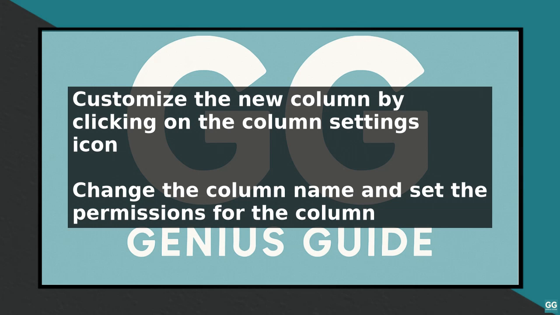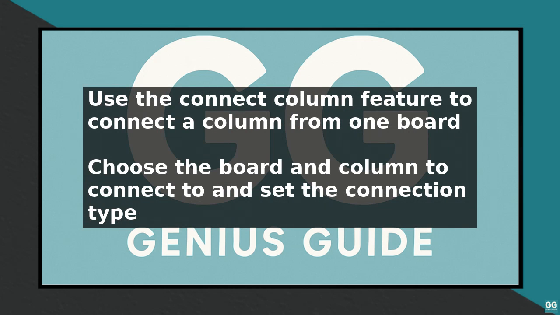To integrate columns, you can use the Connect Column feature. This allows you to connect a column from one board to a column on another board. To do this, go to the column settings and click on Connect Column. Choose the board and column you want to connect to and set the connection type.